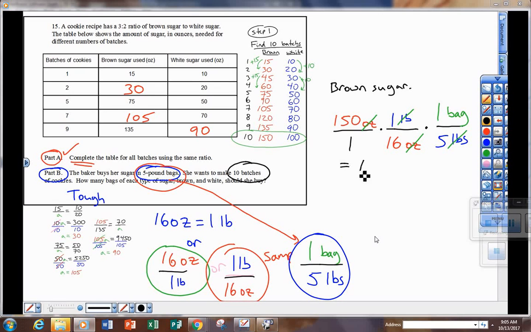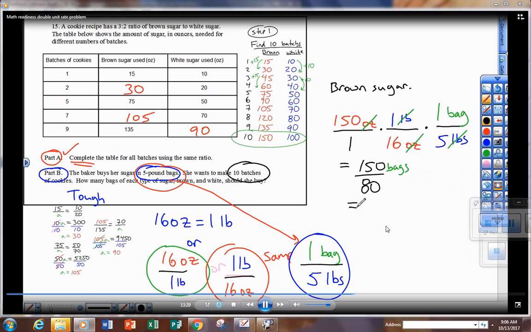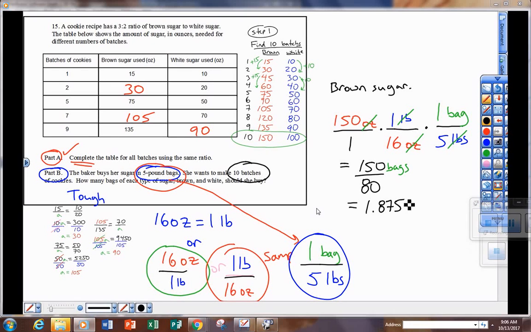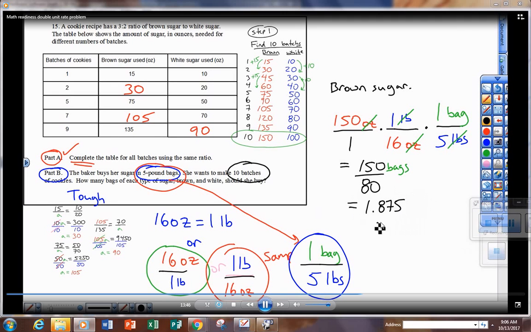So again, using my calculator, 150 over 16 times 5, which is 300. I'm sorry, 80. And if I divide 150 by 80, it will tell me how many bags of brown sugar I need. So 150 divided by 80 gives me on my calculator 1.875 bags.